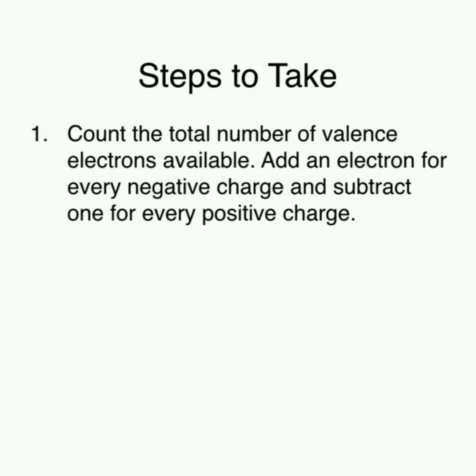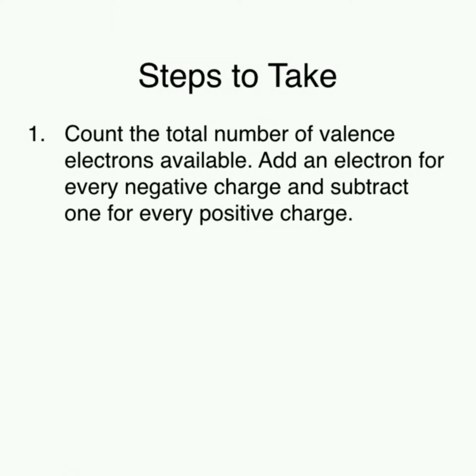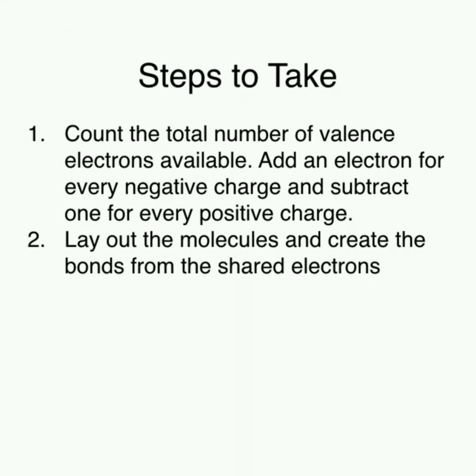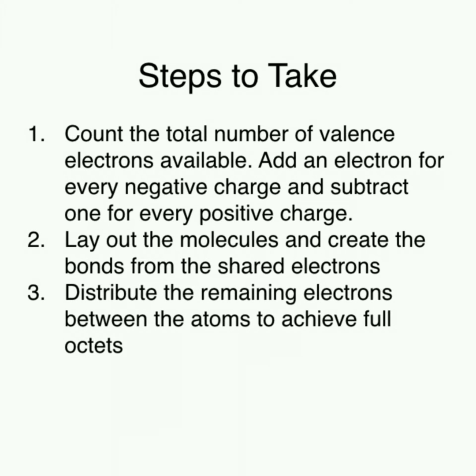First, count the total number of valence electrons available. If any of the atoms involved in the bond are charged, then you must add or subtract accordingly. Second, lay out the molecules in the correct order and draw in the shared electrons. Lastly, distribute the remaining number of available electrons between the atoms to achieve full octets.